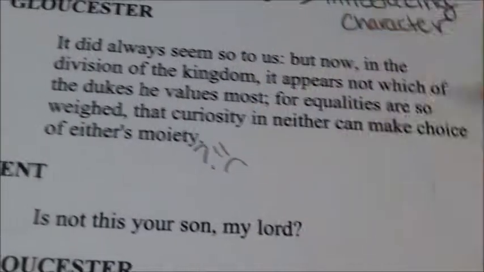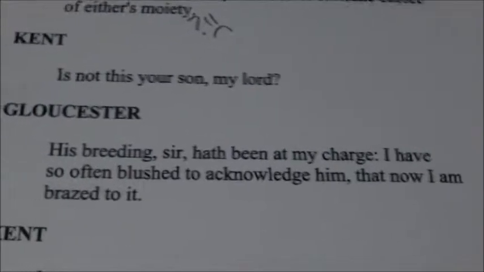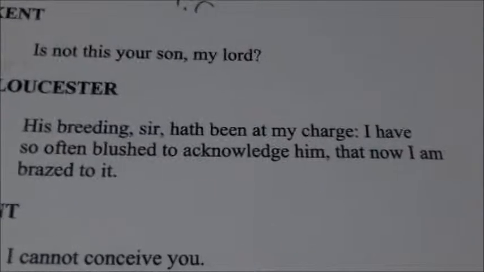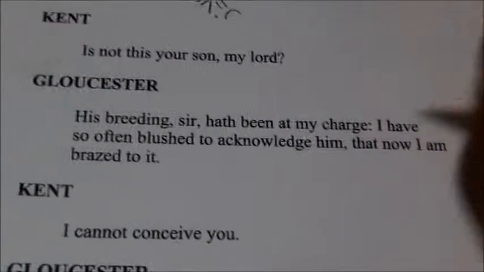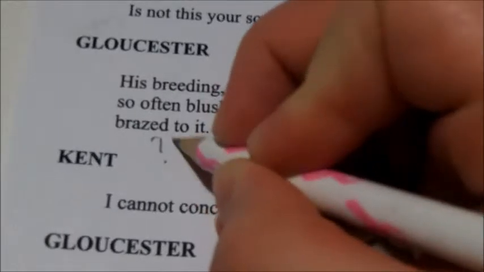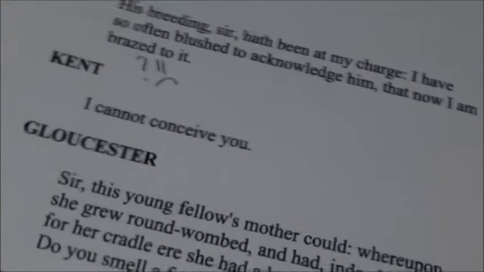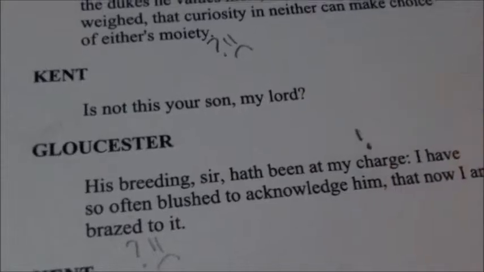Is this not your son, my lord? His breeding, sir, hath been at my charge. I have so often blushed to acknowledge him that now I am brazed to it. I don't understand what brazed means, so I'm also going to write a question mark and a frowny face. His breeding hath been at my charge, so that means that he's raised him. So I'm going to put an exclamation point because that's obviously important. Stuff like that is how you can annotate the text.